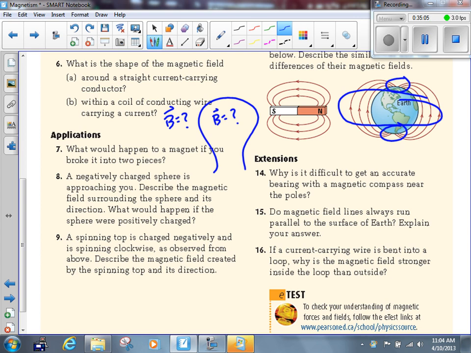Okay, kinda. Let's look at it this way. Go ahead. Yes, that's a good answer. There's a greater concentration of the field inside. It's kind of interference, right?